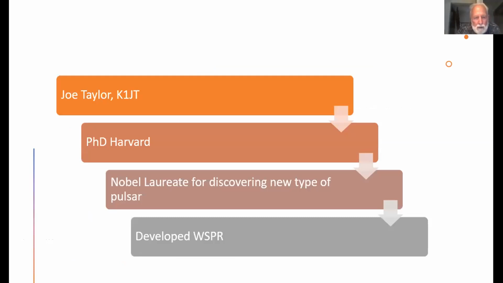So the next person we encounter then is Joe Taylor, K1JT, has a PhD from Harvard, and he's a Nobel laureate for discovering a new type of pulsar. But in ham radio, his interest was in weak signal propagation. So among other things, he developed a system called WSPR for weak signal propagation reporting. And the idea there was that people would transmit very low power and be received by other signals around the world and put on the internet.